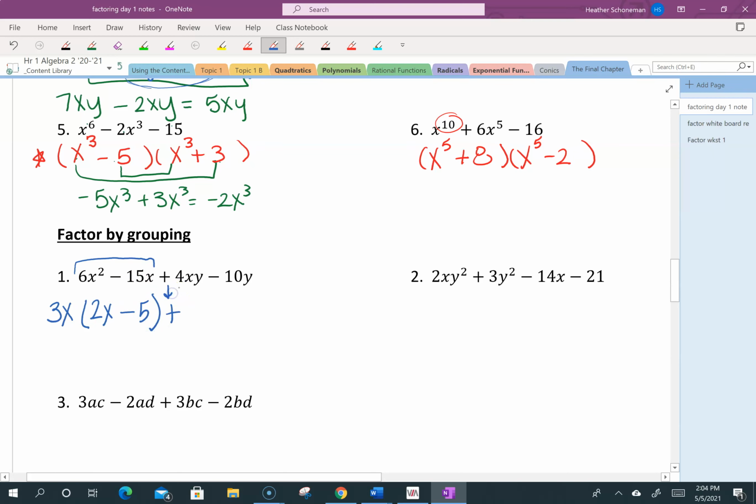Whatever sign is the middle, I'm going to copy it straight down. Now I'm going to look at the second 2 terms. On these, I can take out a 2y, and that leaves me with 2x minus 5. I've done all the work, now we need to write our final answer.